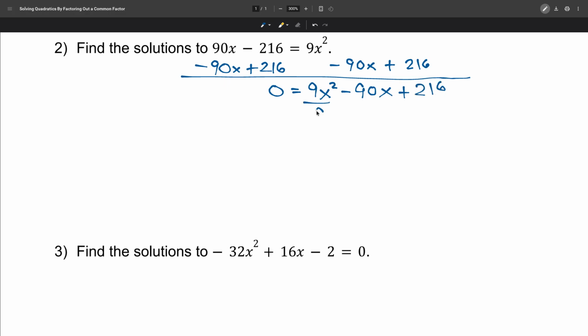I'm going to divide everything by 9. So I'm going to rewrite this as 0 equals 9 times, we're going to have x squared minus 10x, and then 216 divided by 9. So 9 is going to go into 21 twice, and we'll have a 3, and then 36 left over. And 9 goes into 36 4 times, so it's going to be plus 24 here.